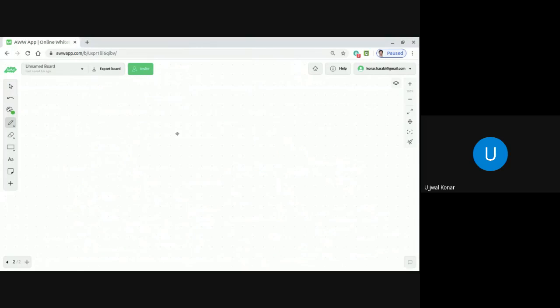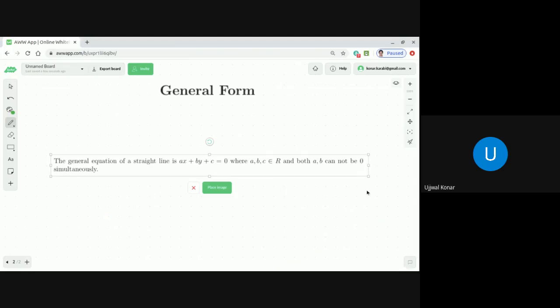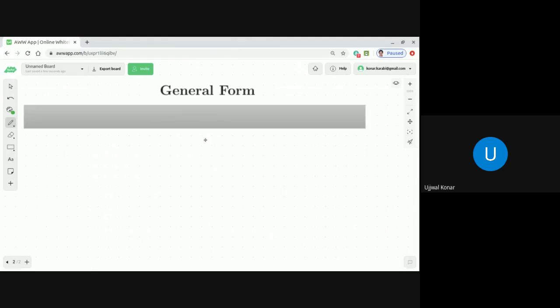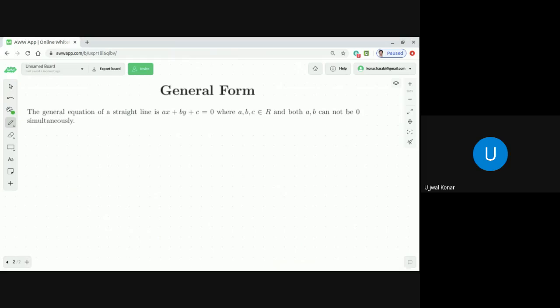So let me start with a new page. The general equation of a straight line is of the form ax plus by plus c is equal to 0. We have discussed this particular form several times during our previous few sessions. Let me read it out once more.